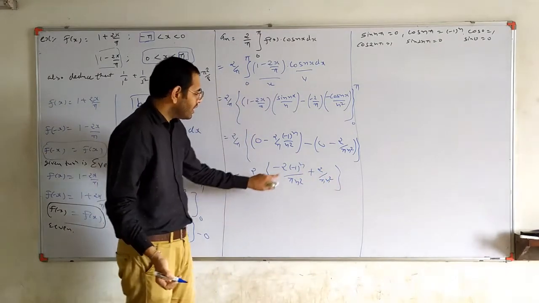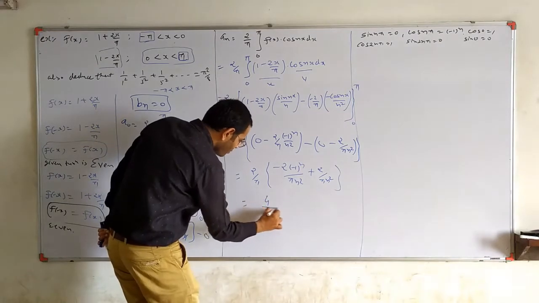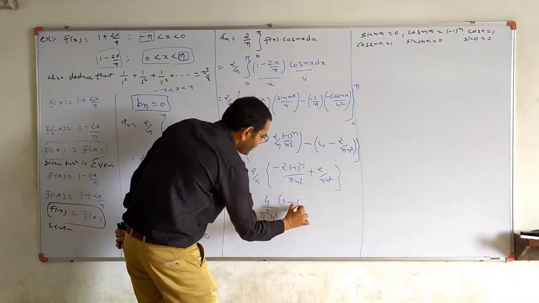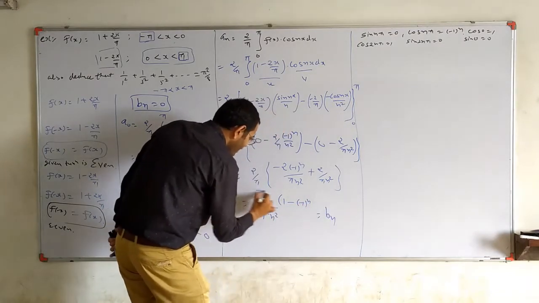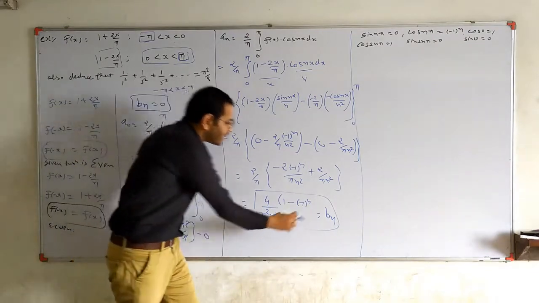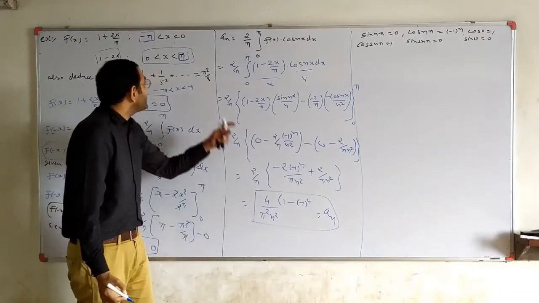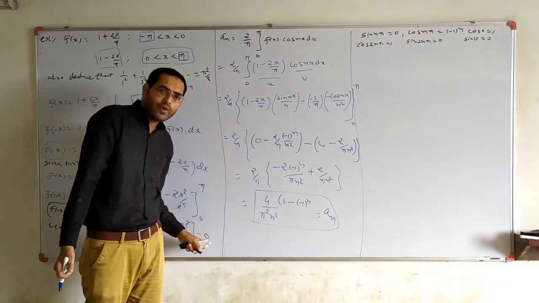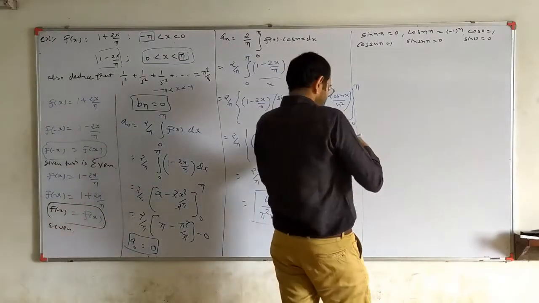Then here 2 by pi n square is common, then we get 2 twos are 4 by pi square n square, times 1 minus 1 raised to n. That is the value of an. Because here the function is even, bn is 0. Now substitute these values in our formula of Fourier series.